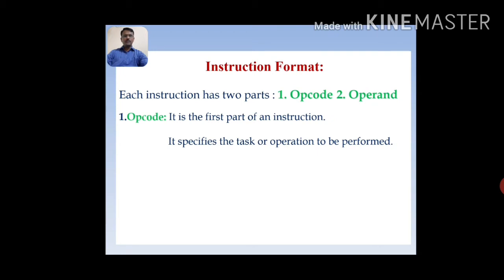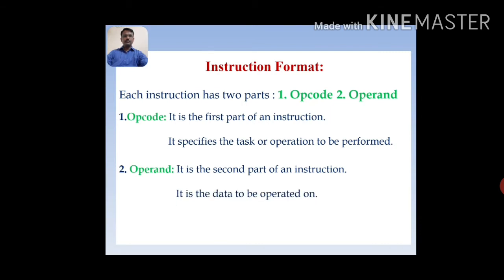So all these tasks can be specified by an instruction, and each instruction has an instruction code called opcode, which is the first part of an instruction. Operand is the second part of an instruction. It is the data to be operated on.